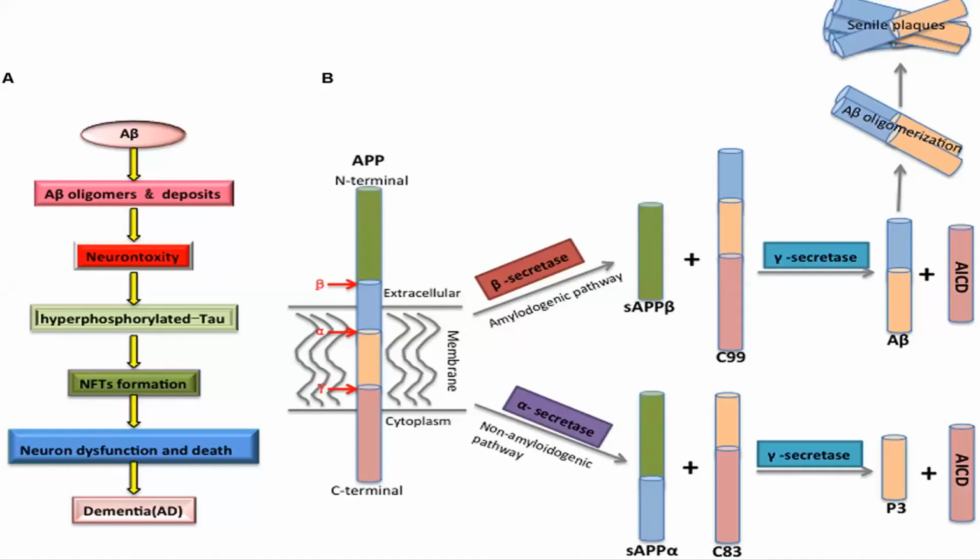What is the amyloidogenic pathway? In the amyloidogenic pathway, neurotoxic Aβ peptides are released after sequential cleavage of APP by beta and gamma secretases and further accumulate into oligomeric aggregates. What is the non-amyloidogenic pathway? In the non-amyloidogenic pathway, APP is cleaved by alpha secretases. In the amyloidogenic pathway, neurotoxic Aβ peptides are released after sequential cleavage of APP by beta and gamma secretases and further accumulate in oligomeric aggregates.